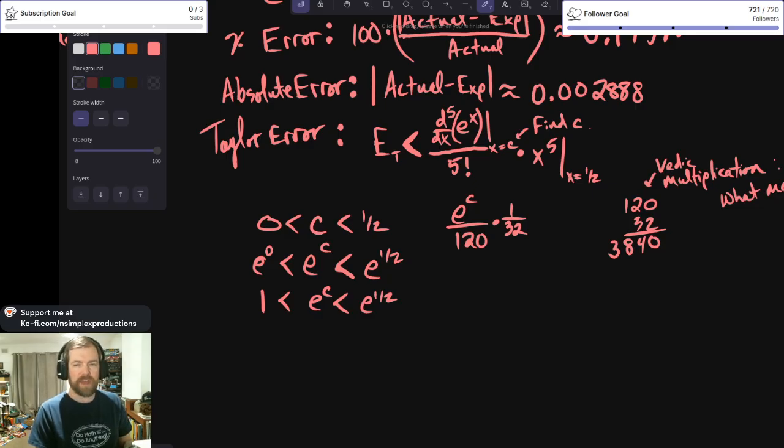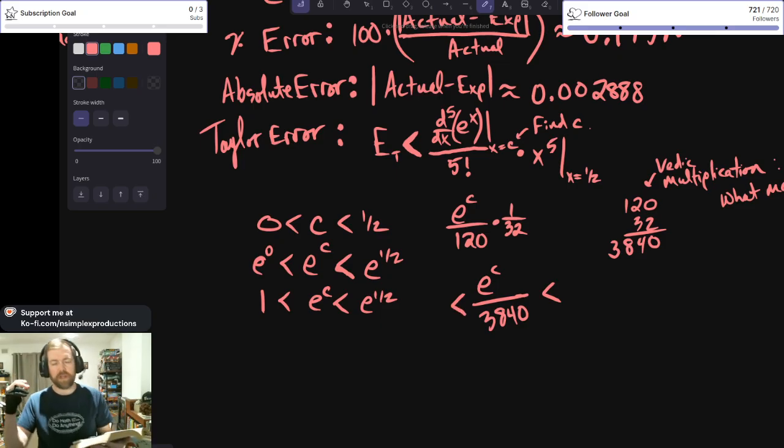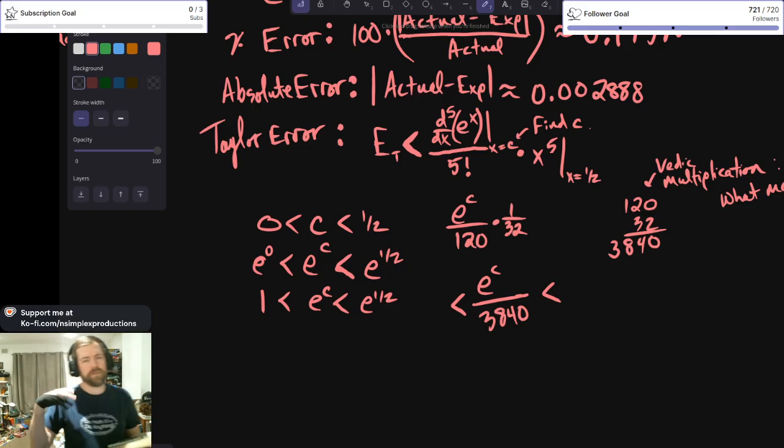Right, we have a value e to the c over 3840. And basically the idea is, okay, what we want to do is to find e to the c, maybe with this 3840 tagged onto it or whatever, such that we can find a reasonable approximation for this thing.